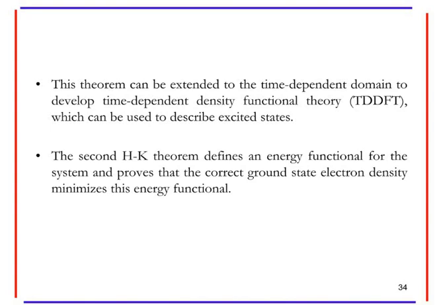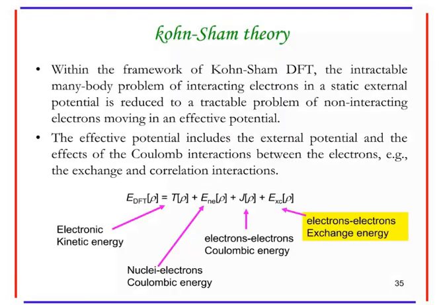Now, the second HK theorem defines the energy functional for the system and proves that the correct ground state electron density minimizes the energy functional. So, Kohn-Sham theory. Within the framework of Kohn-Sham DFT, the intractable many-body problem of interacting electrons in a static external potential is reduced to a tractable problem of non-interacting electrons moving in an effective potential.